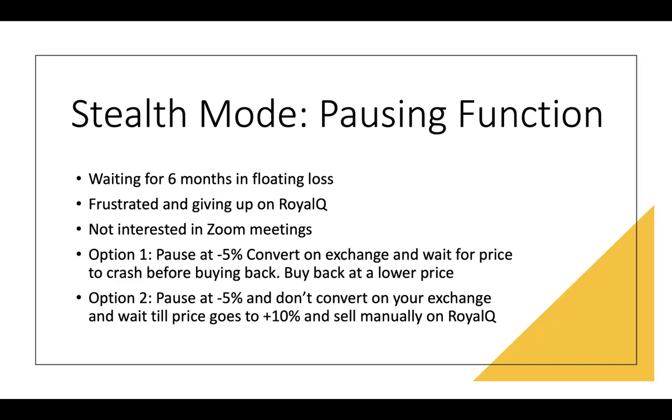Then option 2, pause at minus 5, leave it, don't convert on the exchange. This is the easier one for newbies. Just leave it, don't bother converting so you don't stress your upline, and wait till price goes back to plus 10 or plus 5 or plus 3 or plus 1. It doesn't have to be plus 10%, all right? We just use plus 10% as an example. And then renew the trade and sell manually. These 2 steps are the best ways of trading going forward with the tilt mode pause functionality.